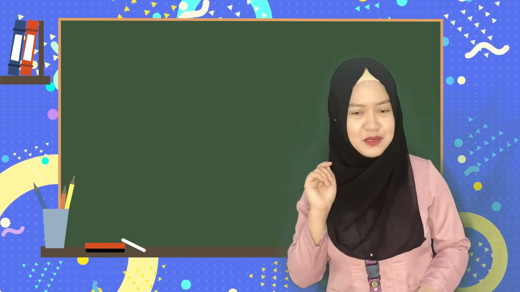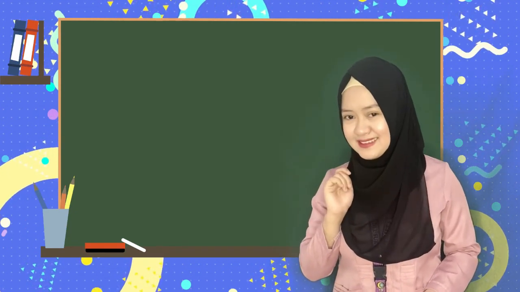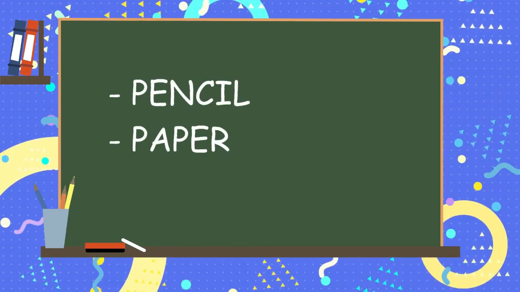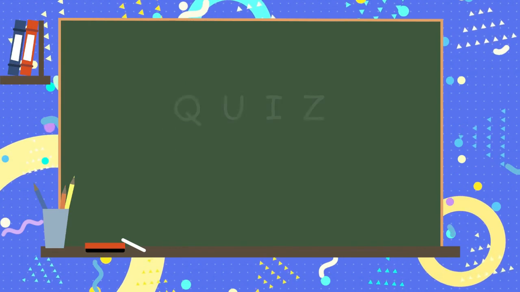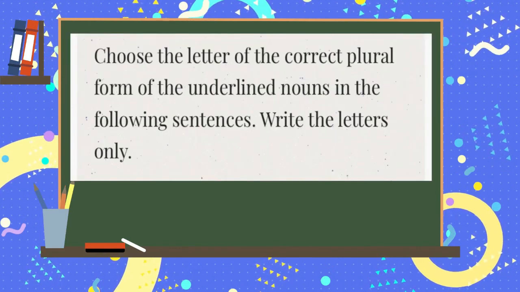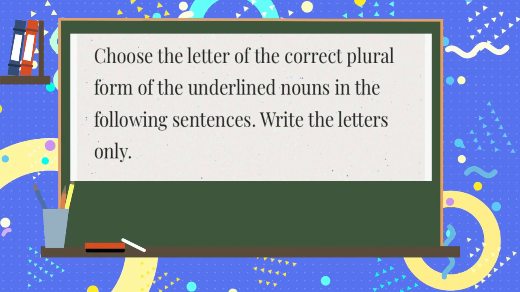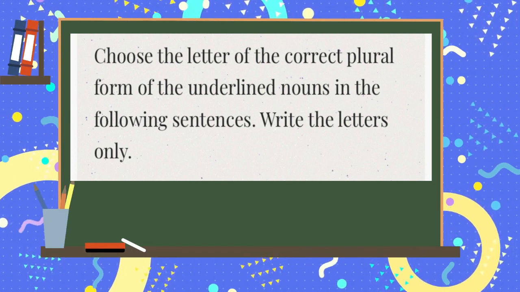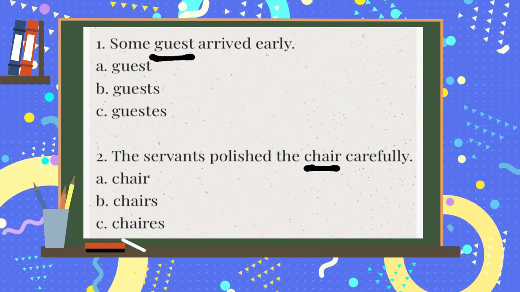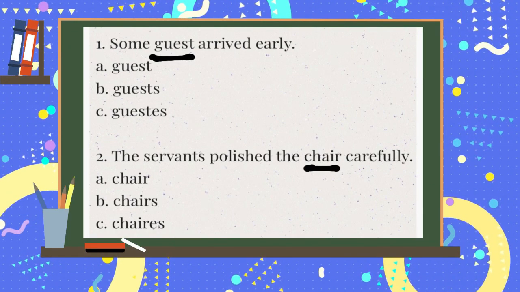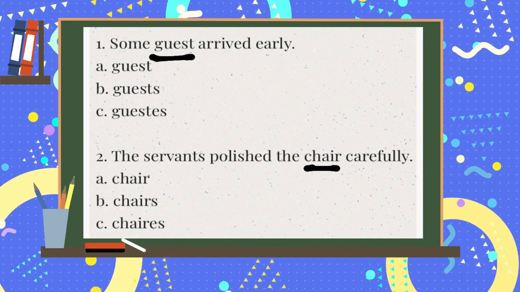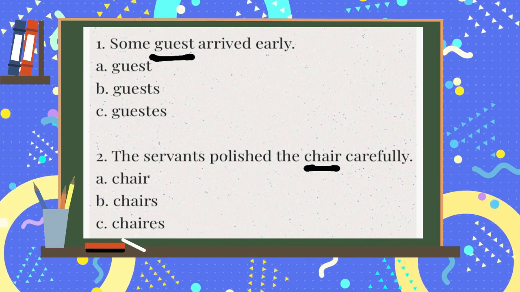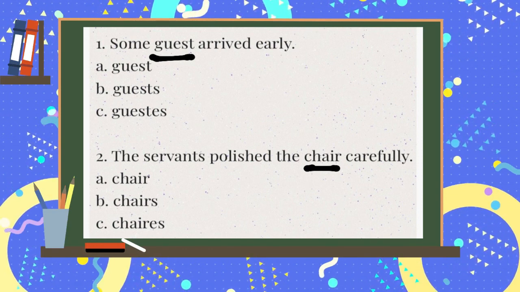Now we are going to have a quiz. Are you ready? Please get your pencil and a piece of paper. Choose the letter of the correct plural form of the nouns in the following sentences. Write the letters only. Number 1. Some guests arrived early. Letter A, guest. Letter B, guests. And letter C, guests.